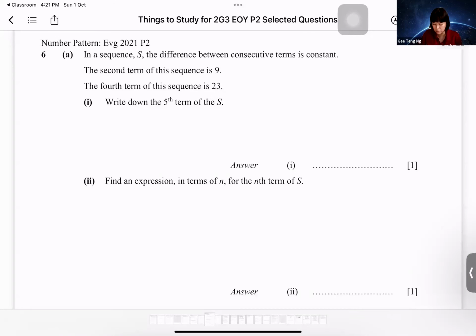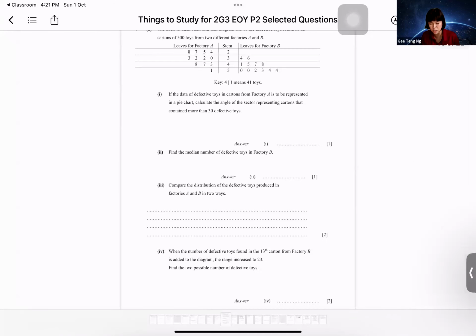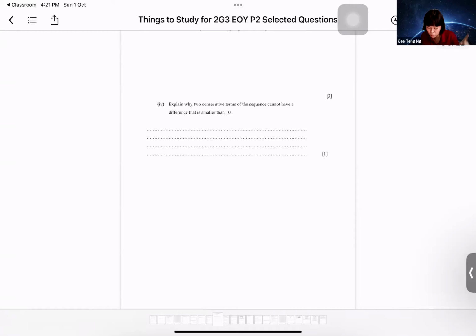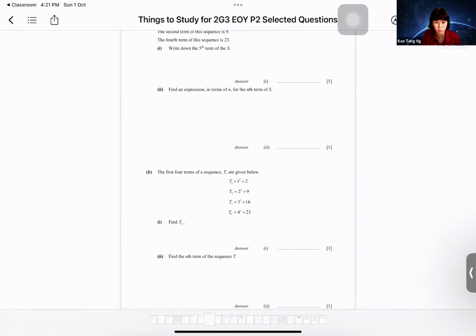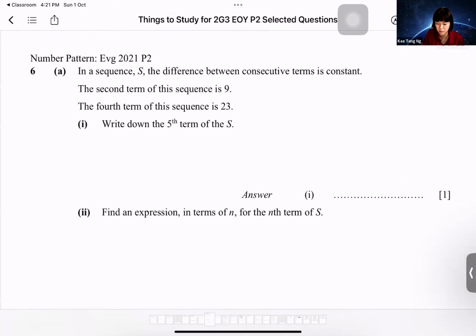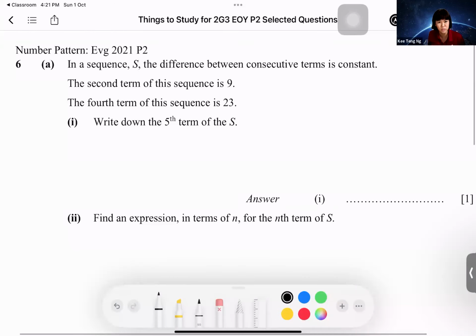Then, okay, I'm scared later tonight I cannot finish, so I do a little bit more. I do one more question, the one on number pattern. Since you say anything, then I just continue. If you've got nothing to do, then you study with me. Okay, all right. Next question.